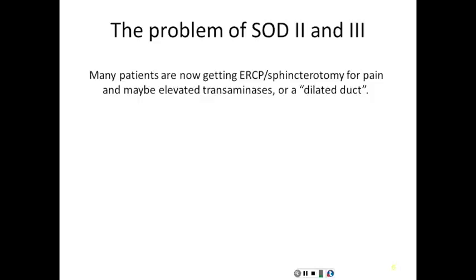abnormality on imaging. And the problem with those two groups, the 2s and 3s, is that it's very common for those patients to get an ERCP and a sphincterotomy for pain in the hope that it'll help, and maybe some elevated transaminases or maybe a dilated duct. And there's an issue there because there really isn't a normal limit for a post-cholecystectomy bile duct. There's a long discussion I could go into about that, because the bile duct itself might be dilated at the time of cholecystectomy, and the fact that it's 10 or 11 millimeters 5 years later is irrelevant. Now most classifications accept something up to about 10 millimeters, but this is a very fluffy area.